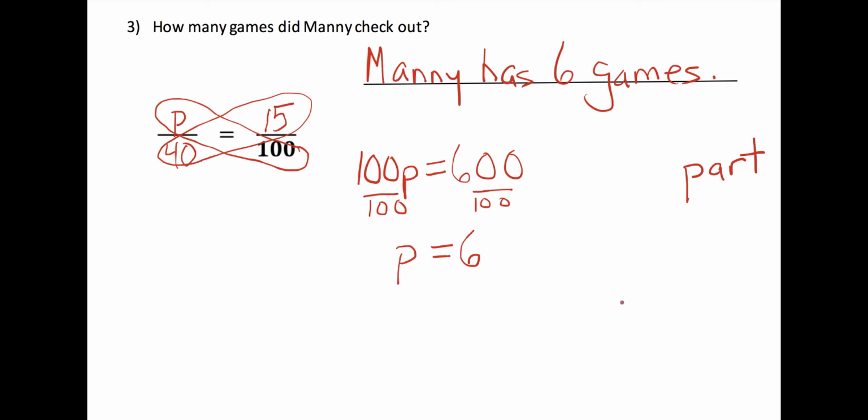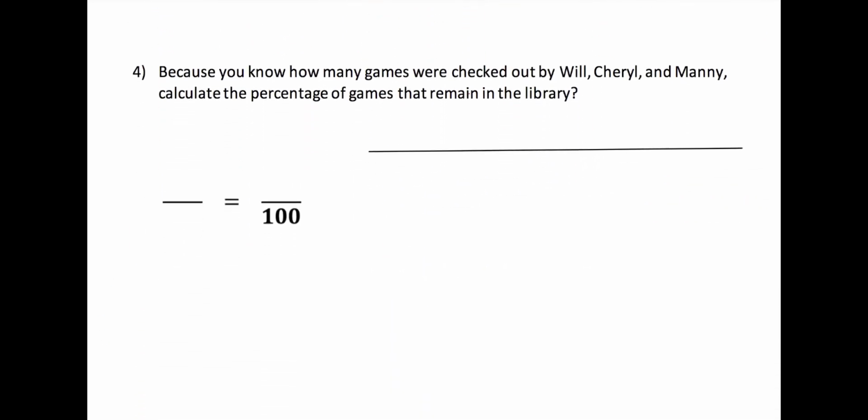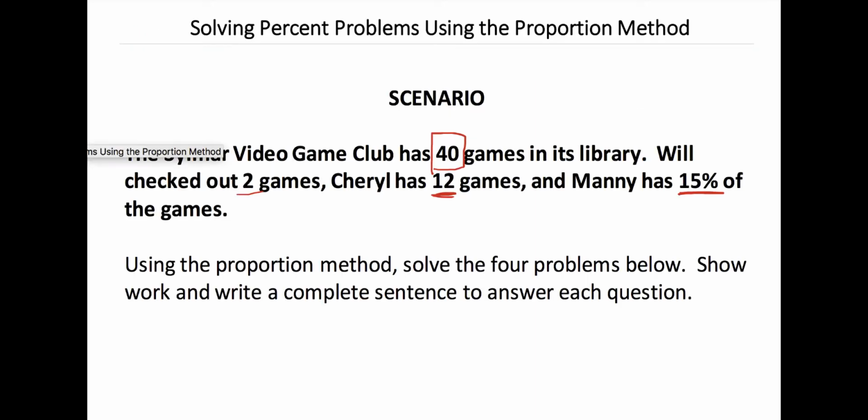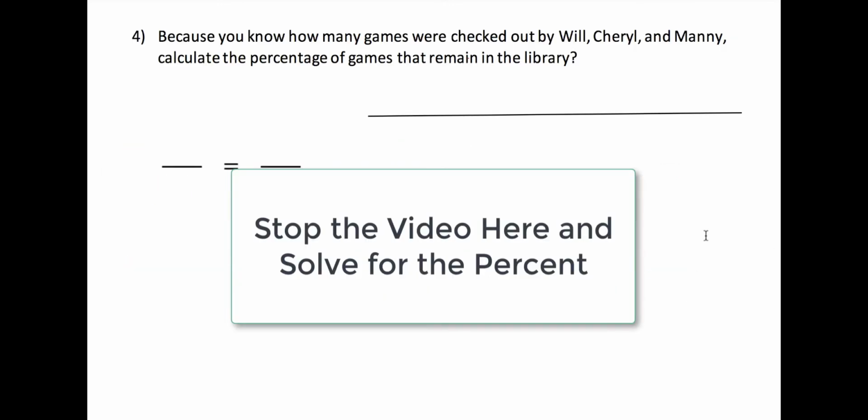Let's move ahead and try the next one. I'm going to let you do this one. Because you know how many games were checked out by Will, Cheryl, and Manny, calculate the percentage of games that remain in the library, the percentage that remains. So let's go back here. It says that Will checked out 2 games, Cheryl checked out 12, and Manny has 15%. So look at the problems that we've already solved and see if you can figure this one out on your own.